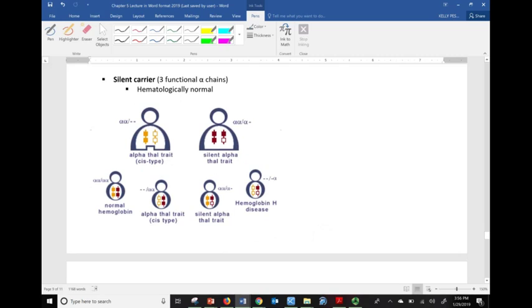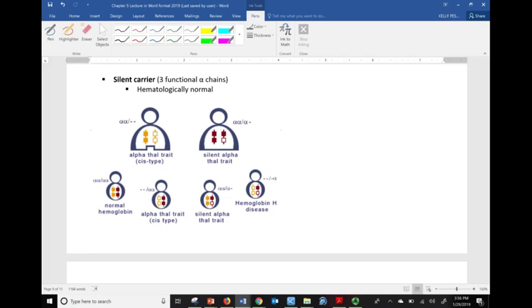So up at the top of our depiction here, you have a mom and a dad. Mom is the yellow, dad is the red. Mom has alpha thalassemia because she's missing 2 genes. Dad is a silent carrier because he's missing only 1 gene. Next is what can happen if they have children.